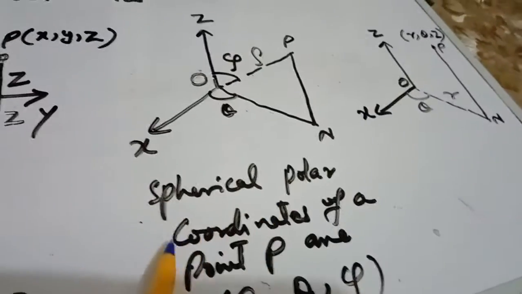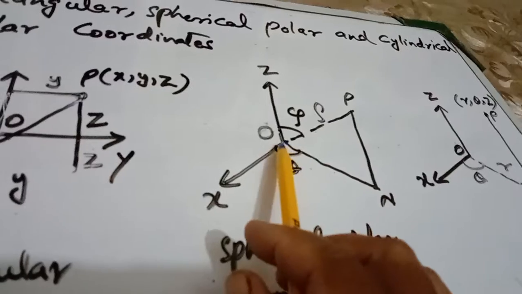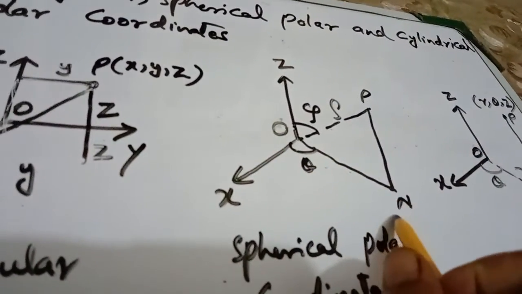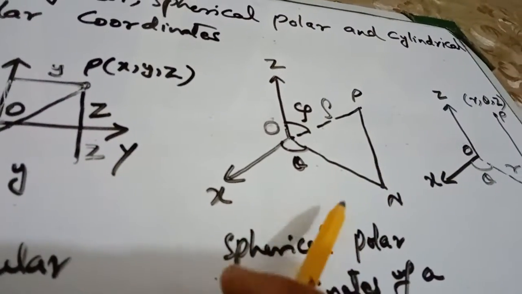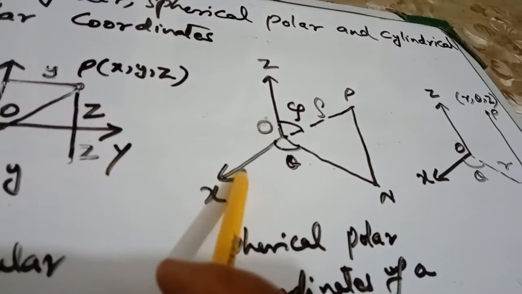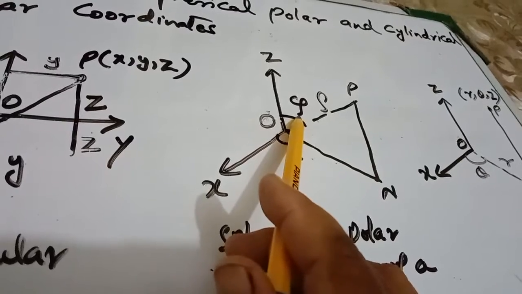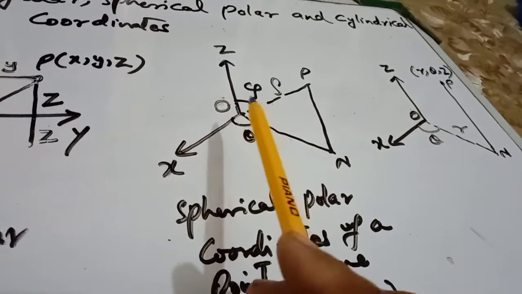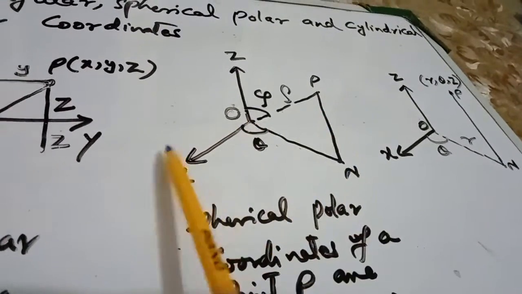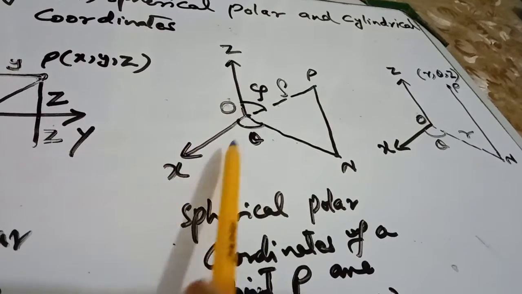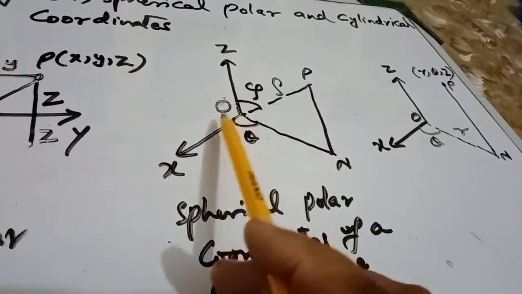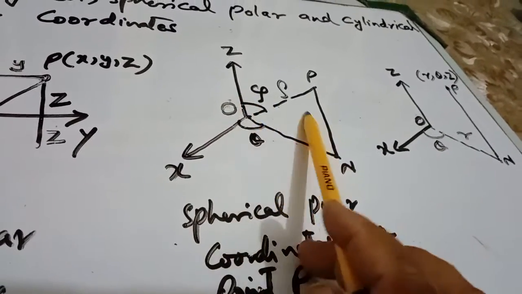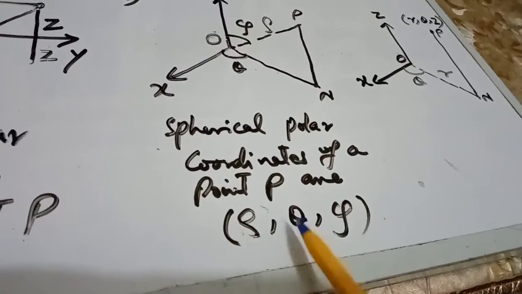Now we see spherical polar coordinates. For this, we take a point O. We say it is pole. OX is initial line. Here ON is projection of OP on polar plane. This angle is theta and this angle is phi. Then P has spherical polar coordinates rho, theta, and phi, where rho is length of the line OP. Theta is the angle between OX and projection of OP, and phi is the angle between OZ and OP. So spherical polar coordinates are rho, theta, and phi.